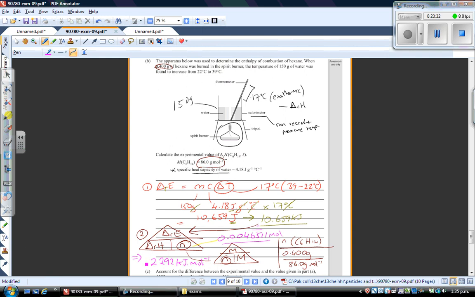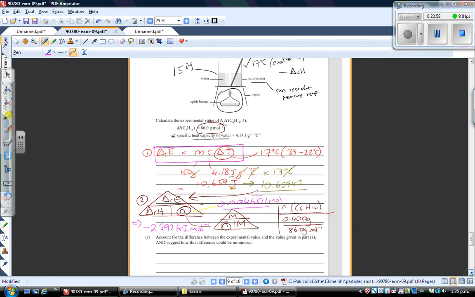You must always put a sign in when you're quoting enthalpy change values, and in this case it's exothermic. It's a combustion reaction, so it's negative. And that's how you do that calculation. So basically there's two main steps or formulas that you need to use. You need to use the MCAT formula, followed by the delta H and moles triangle. And that's the correct answer for that there.